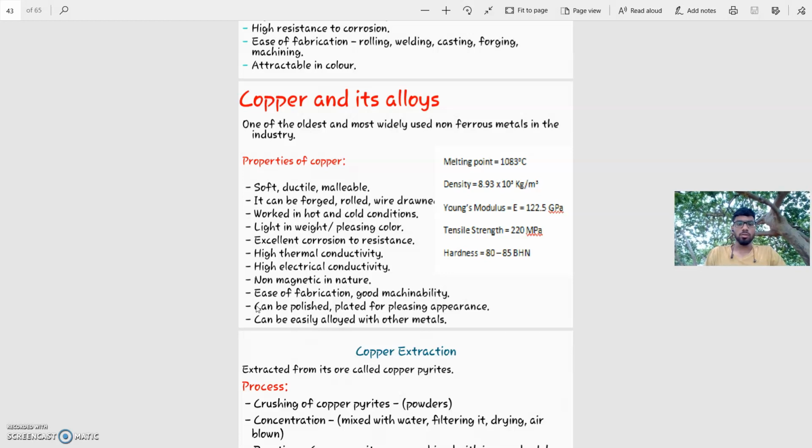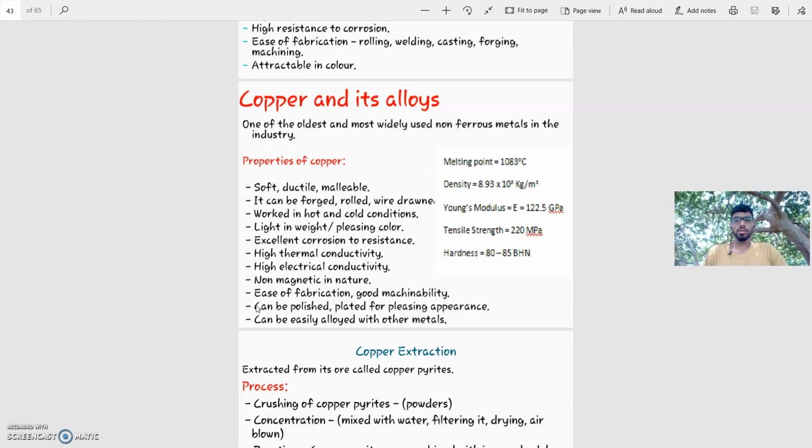Properties of copper: it is soft, ductile, and malleable. It can be forged, rolled, wire drawn, and worked in hot and cold conditions. It is light in weight with a pleasing color, has excellent corrosion resistance, high thermal conductivity, is non-magnetic in nature, has ease of fabrication, good machinability, can be polished and plated for pleasing appearance, and can be easily alloyed with other metals.